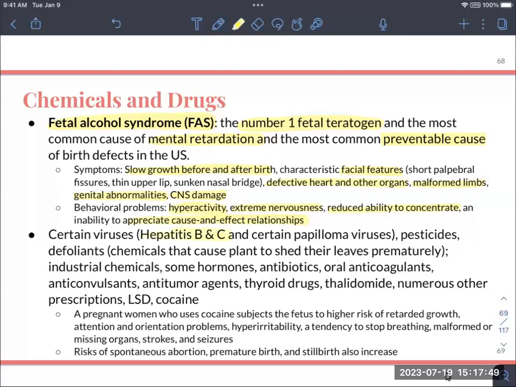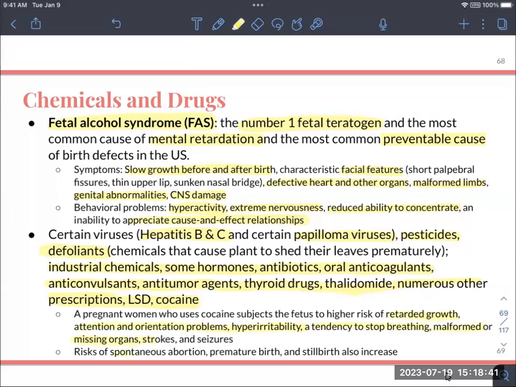Viruses like hepatitis B or C, papilloma viruses, pesticides, defoliants, industrial chemicals, hormones, antibiotics, oral anticoagulants, anticonvulsants, anti-tumor agents, thyroid drugs, thalidomide, and there's a lot of others, prescription drugs, LSD and cocaine. So a pregnant woman who uses cocaine actually can cause retarded growth in that fetus. Attention and orientation problems, hyperirritability. They have a tendency to stop breathing. They can be malformed. They can have missing organs.